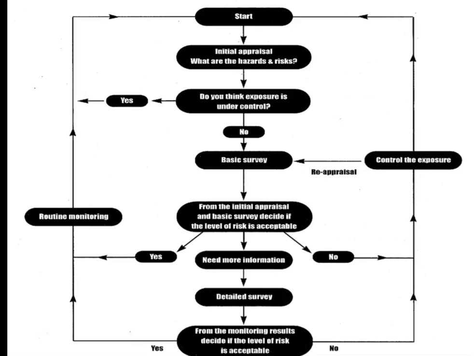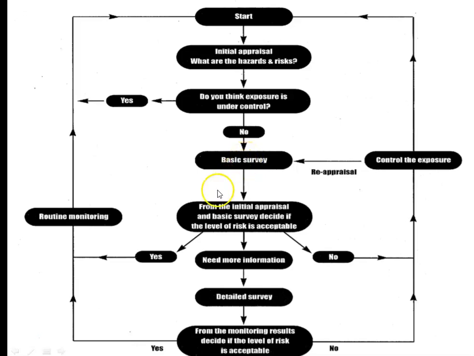Generally 3 phases of monitoring, but remember this is hazardous air monitoring. Start with the initial appraisal. You want to get what are the hazards and risks. Do you think exposure is under control? No. Remember it's hazard control. You move to the basic survey. From the initial appraisal and basic survey, decide if the level is acceptable. Let's go with the no.